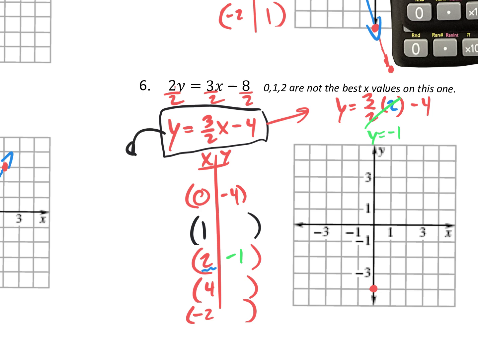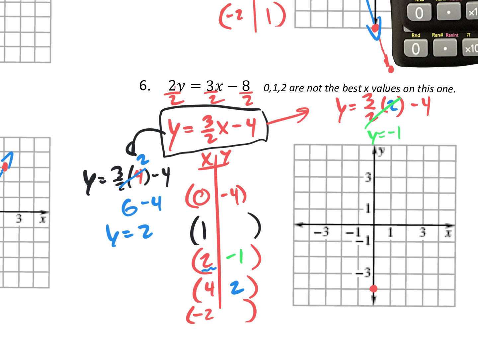So if I were to plug in a 4, let me show my work right here. I'm going to show plugging in a 4. It's y equals 3 halves, plug in a 4, then you have the -4. So when you plug in a 4, you could use a calculator, or you could be like 4 divided by 2 is 2, and 3 times 2 is 6, and you have 6 minus 4, which is 2. So y equals 2. The input 4 gives you the output 2. The x value of 4 gives you the y value of 2.